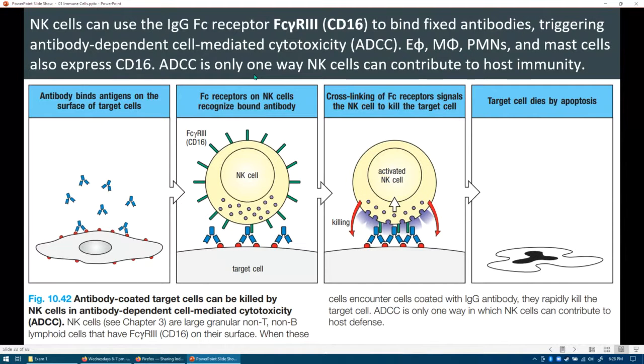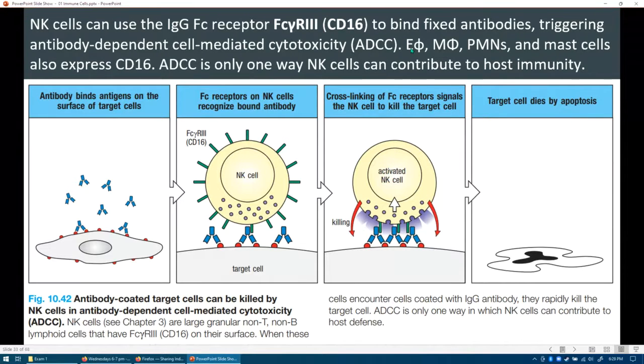And you may be wondering, does that trigger the same response in all of those cell types when they recognize that there's IgG deposited on a cell? The answer is no. These other cell types do not respond in the same way as the natural killer cell.